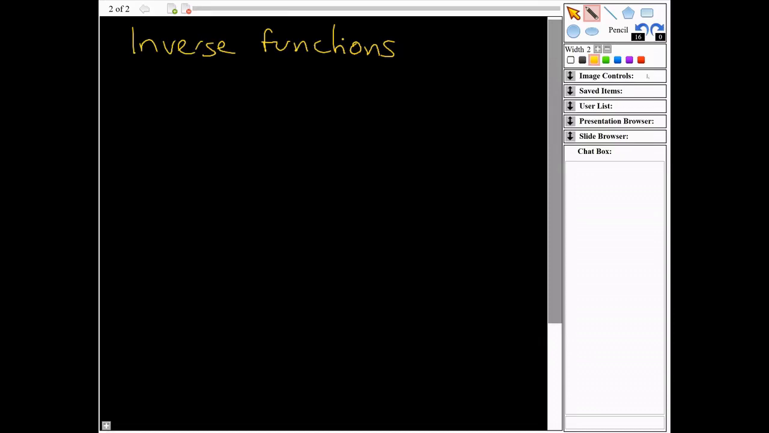So notation for this is, if I have a function f of x, then the inverse function is written f minus 1 of x. That would mean the opposite function of f. So that would be the inverse function.